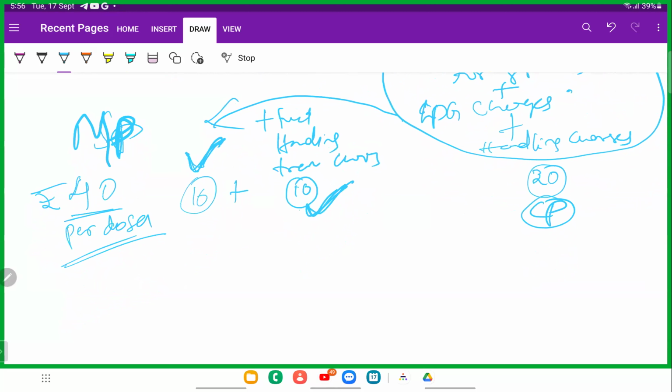So you are actually running a big morning tiffin hotel. Your neighboring competitor, who also sells dosa, sold it for 38 rupees per dosa.